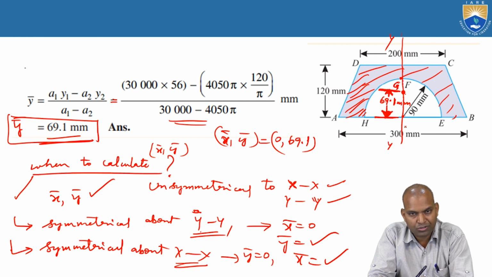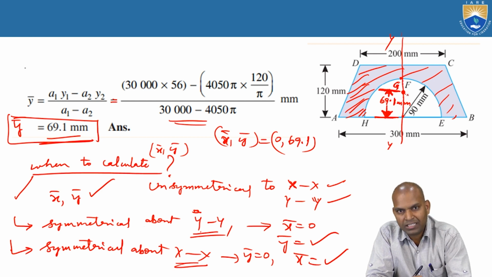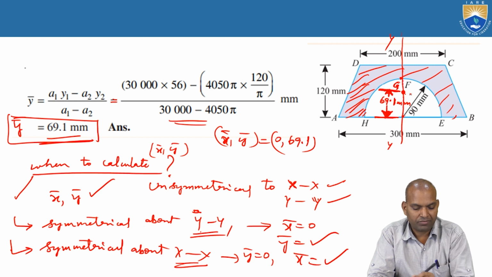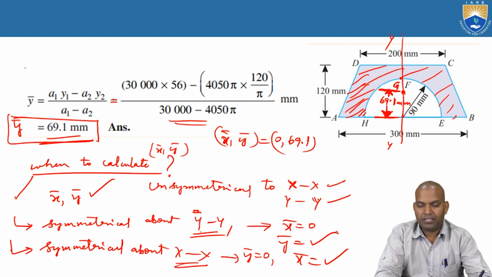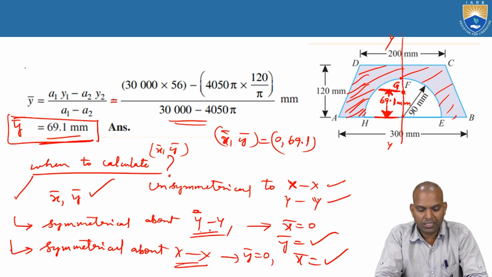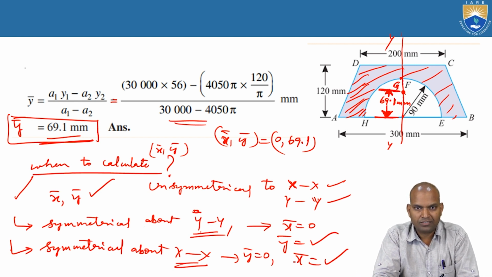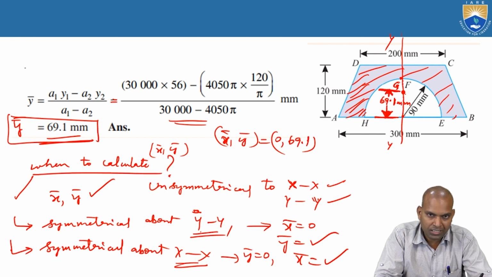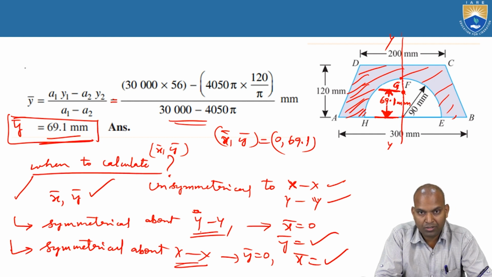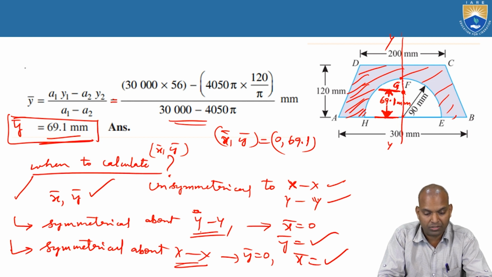So bar x equal to 0. Then we have to calculate the vertical distance from the reference axis, that is bar y. Like that you have to remember. But don't go for shortcuts like symmetrical about y means you have to calculate bar y, symmetrical about x means you have to calculate bar x. Our mind goes in a shortcut manner, but no, that is not the method of remembering these concepts. Concept-oriented memorization is highly encouraged.